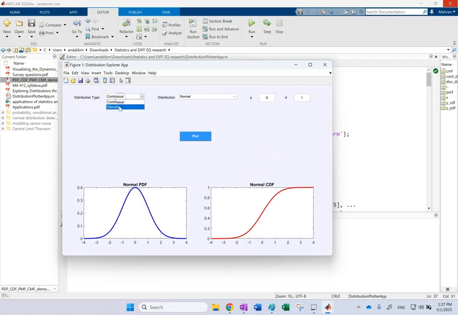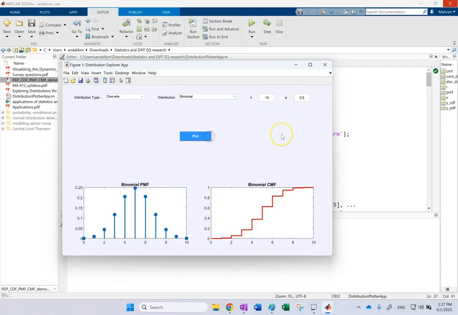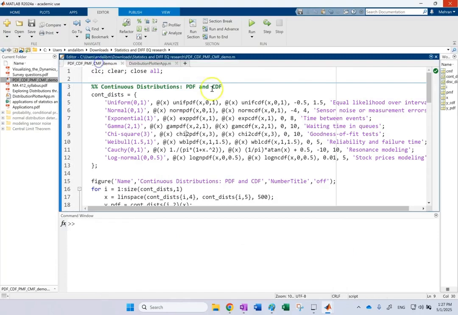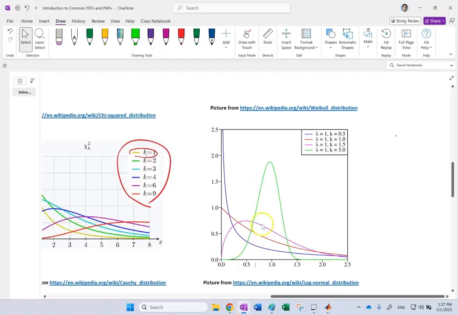Or if you go to discrete, right, and say I want the binomial with n of 10 and p of 0.5, there we go. You get your PMF and you get your CMF. Okay, so here you can literally plot any function with any set of parameters. So these two combined can give you lots of information. And of course, I'm going to give you access to both of them under video description. So you can do that.